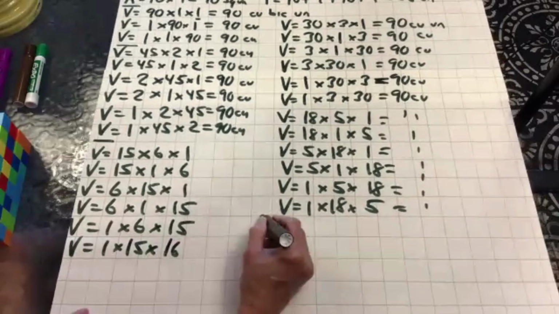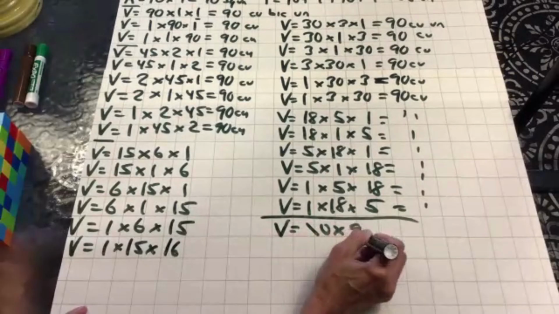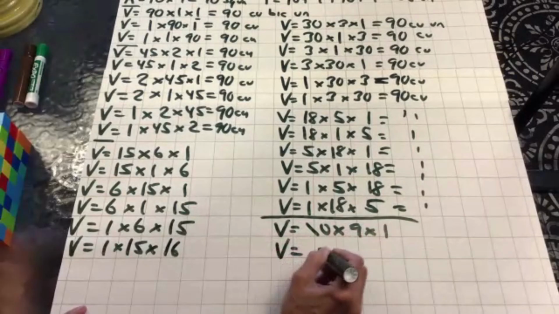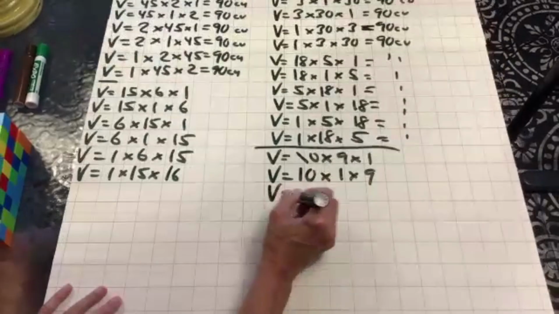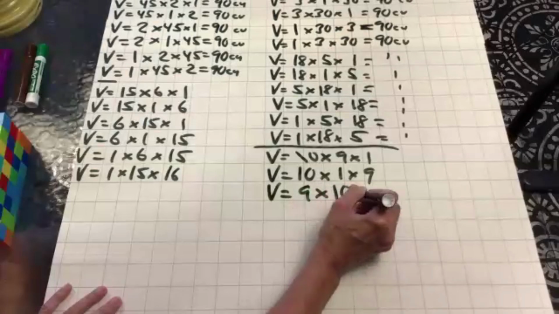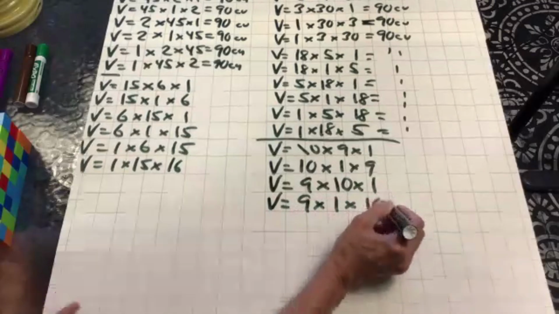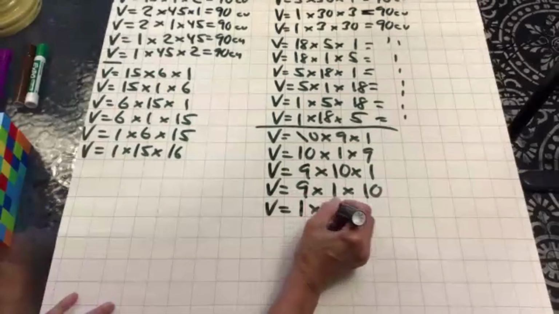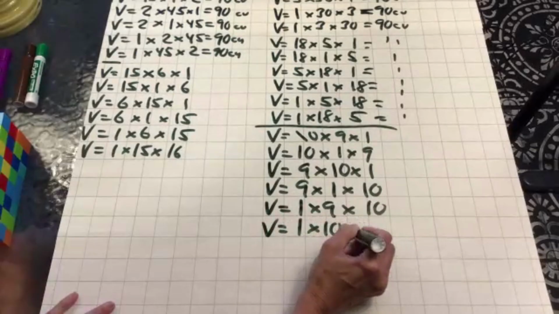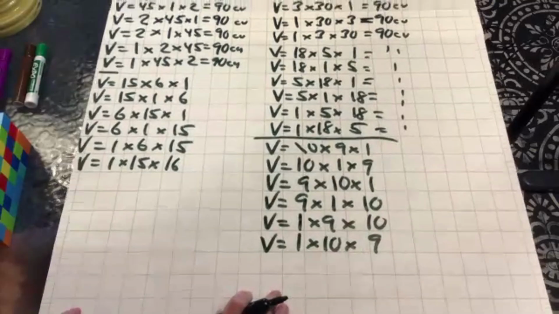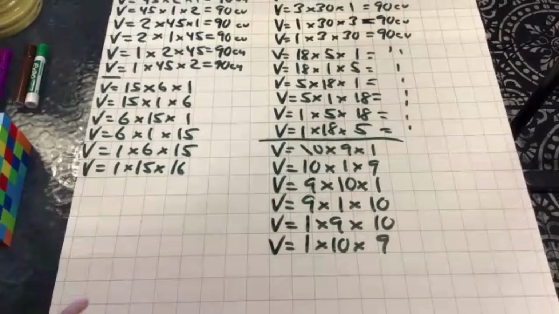Last but not least, we have 10 by 9 by 1. 10 by 1 by 9. 9 by 10 by 1. 9 by 1 by 10. 1 by 9 by 10. And 1 by 10 by 9. So hopefully you've checked your work to see if you have all of those. And we are done with the number 90.